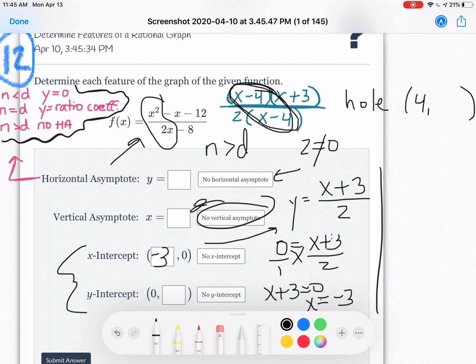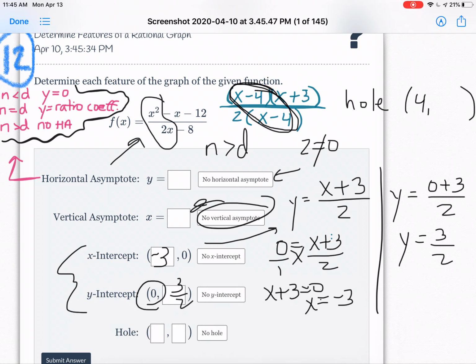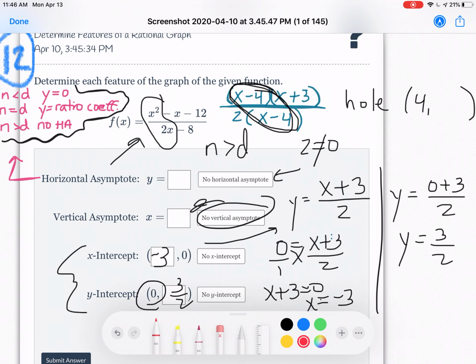And then y-intercept is where x is 0. So y equals 0 plus 3 over 2. So y equals 3 over 2. And you would put that guy in here. Okay, and then I think we do have a little more there. Oh, yeah, the hole. Okay, so we need the coordinates of the hole. So let's go back up top. So we already simplified. We found it to be 4. And you plug back into the simplified version. So y equals 4 plus 3 over 2. So the hole will be 4, 7/2.